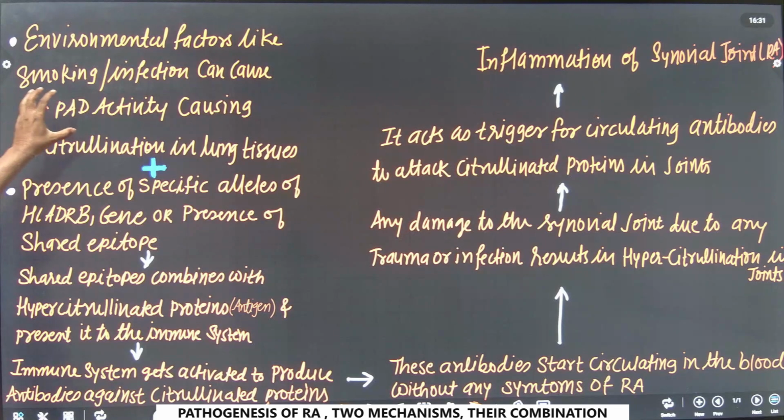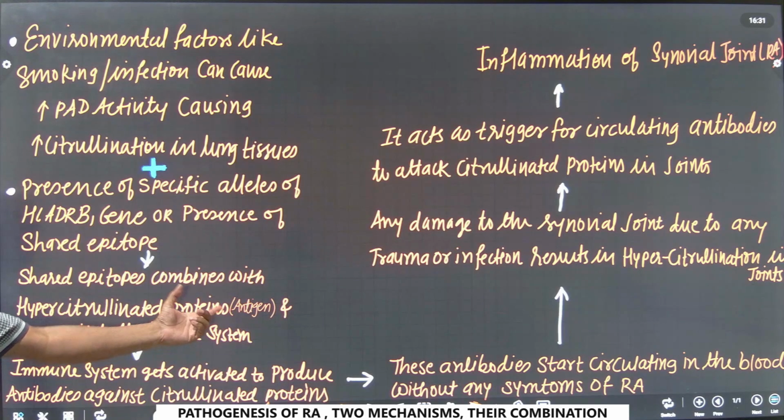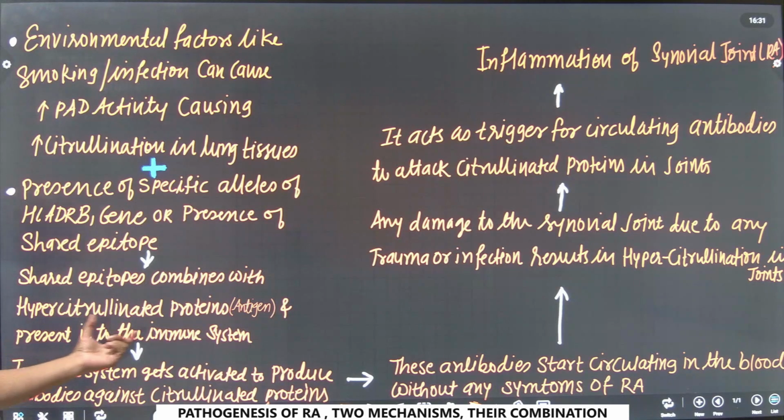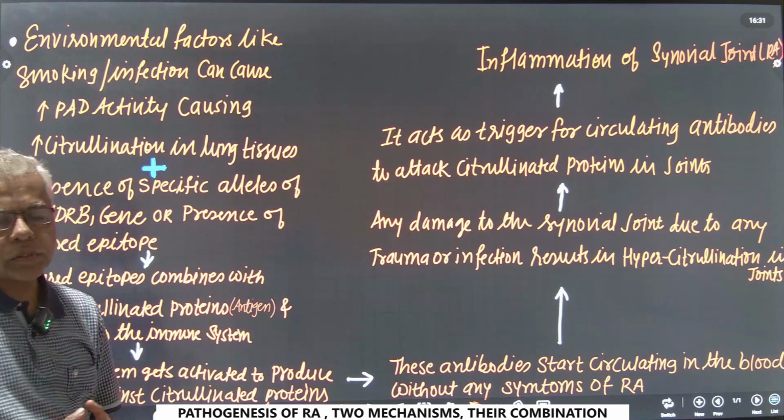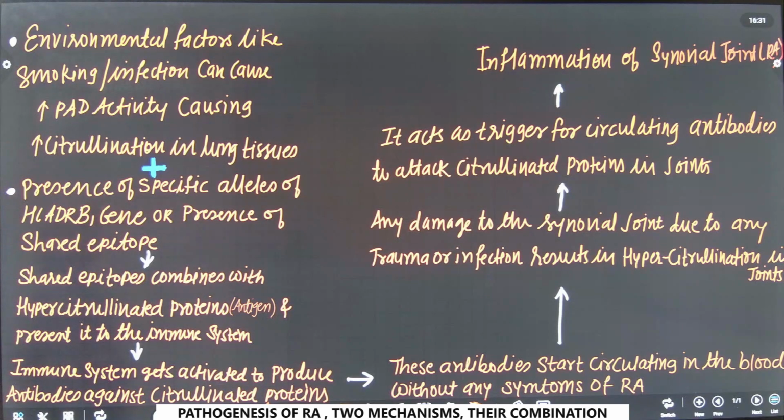So smoking or infection leads to increased PAD activity, leading to increased citrullination, plus the presence of the shared epitopes. What will happen? The shared epitopes will combine with the hypercitrullinated proteins. We have seen the whole mechanism already. Shared epitopes combine with the hypercitrullinated proteins, and these are the antigens that are presented to the immune system, and the immune system will get activated.